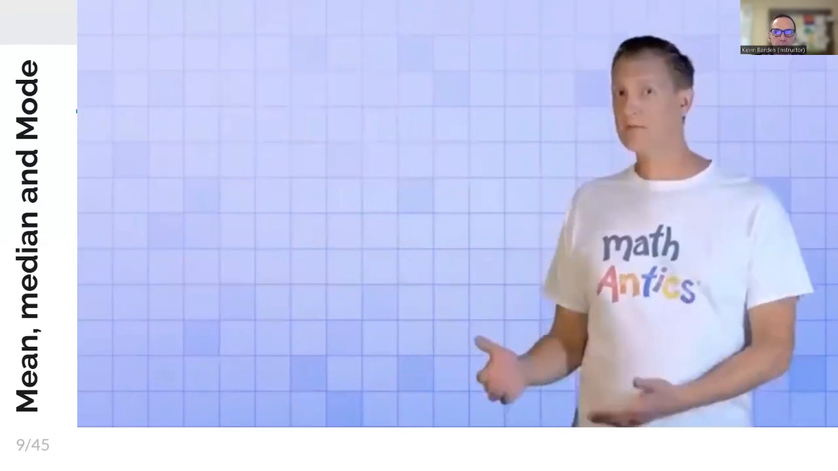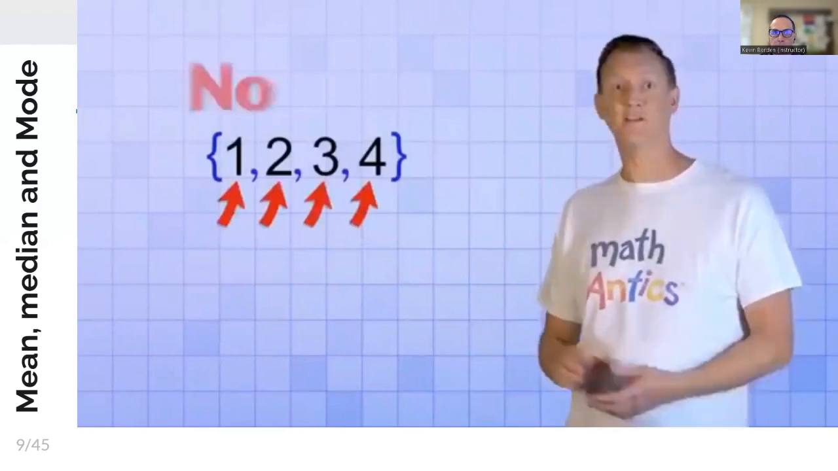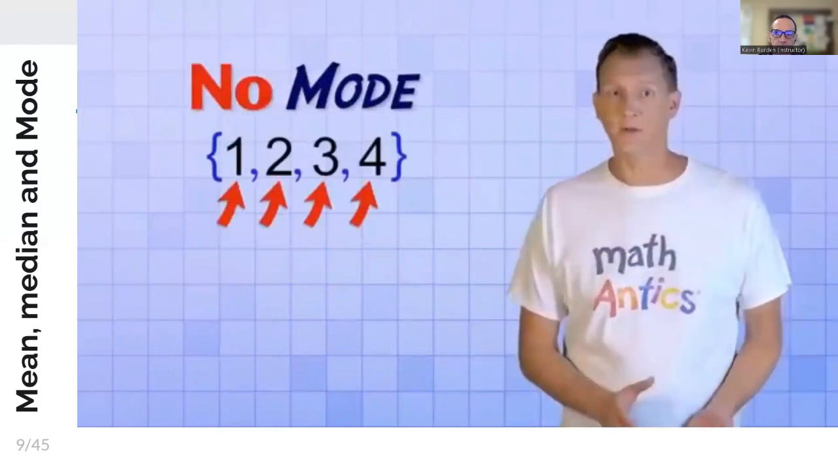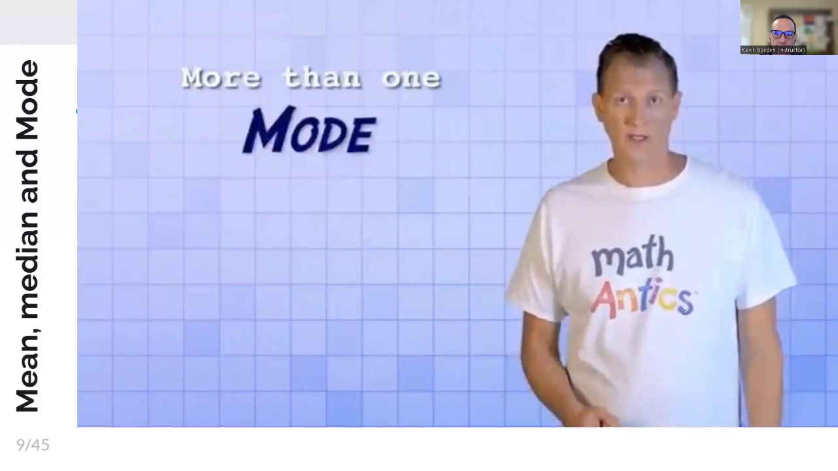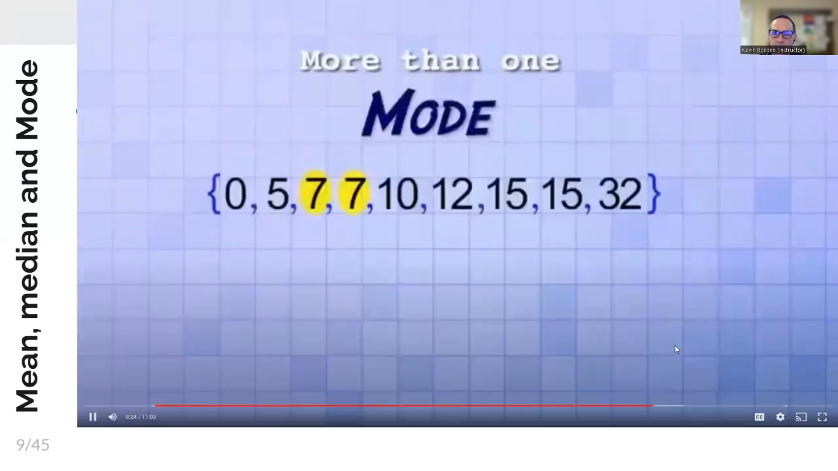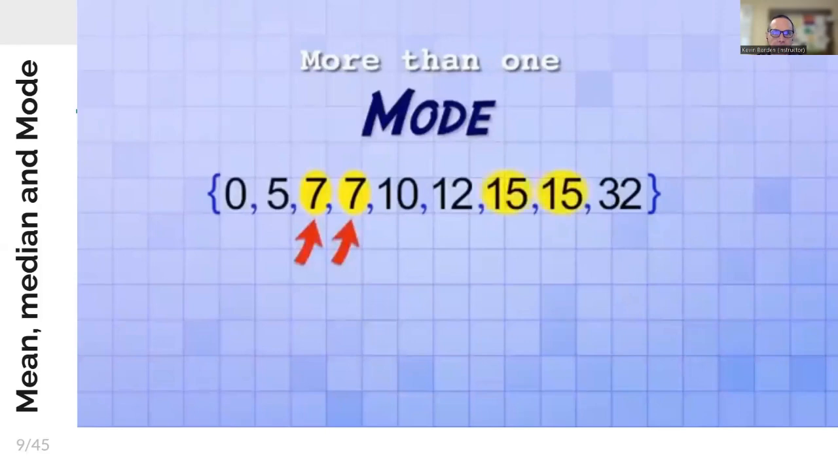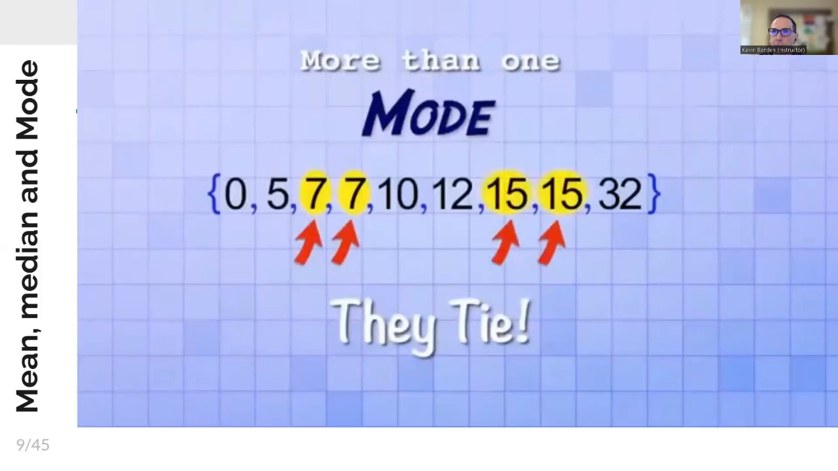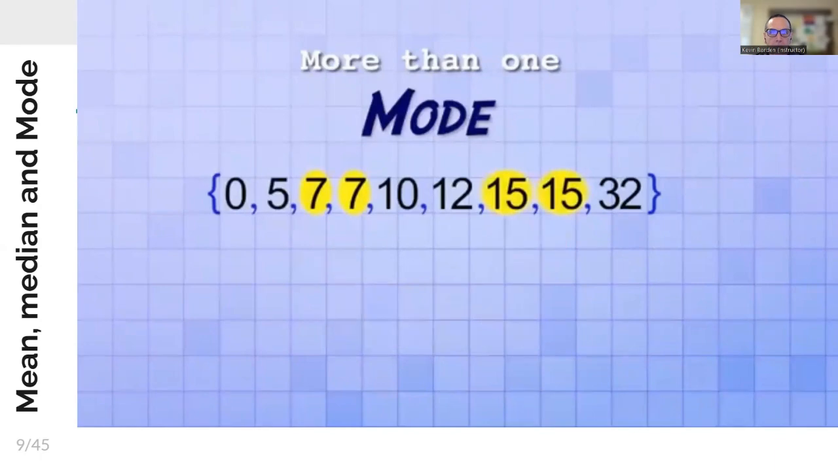As I mentioned, if each member in a dataset occurs only once, it has no mode. But it's also possible for a dataset to have more than one mode. Here's an example of a dataset like that. In this set, the number 7 is repeated twice, but so is the number 15. That means they tie for the title of mode. This set has 2 modes, 7 and 15.